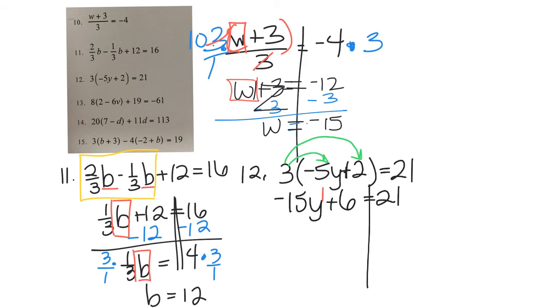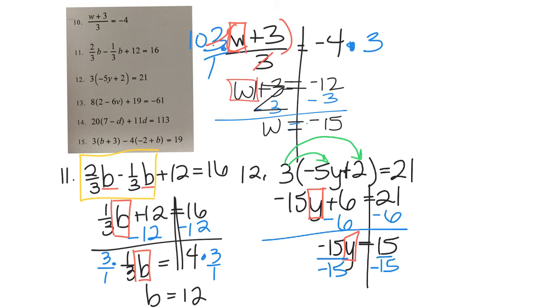Now I want to get y by itself again. So I'm going to undo the addition, minus 6. I get negative 15y equals 15. Getting y by itself, negative 15 times y, so I'm going to divide by negative 15. A positive divided by a negative is negative, and 15 divided by 15 is 1, so negative 1.